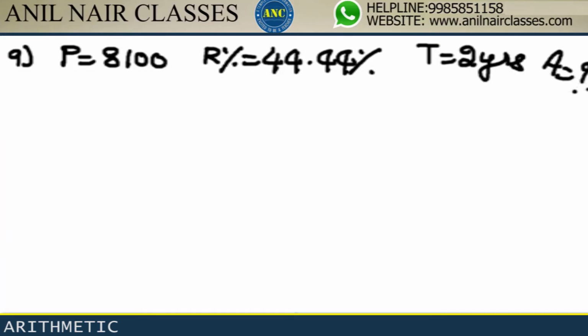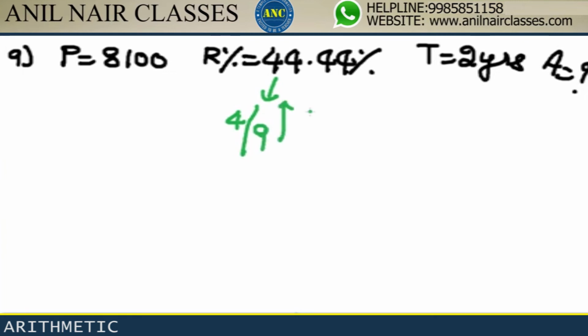Amount equivalent to how much? P is 8100, R is 44.44, time period is 2 years. Same approach, 44.44, already we discussed, it is nothing but 4 by 9.